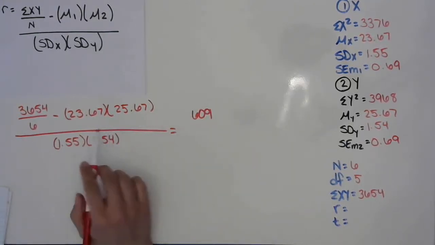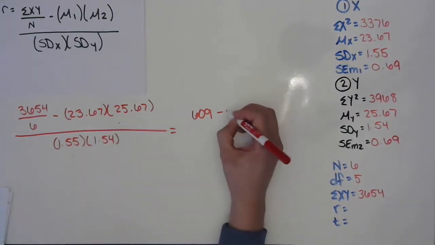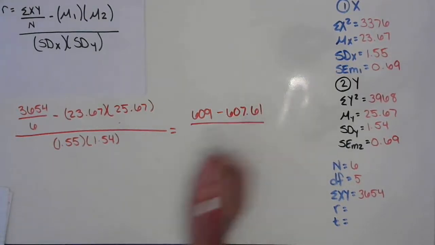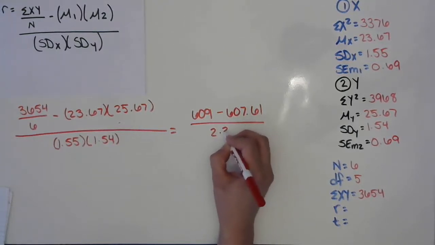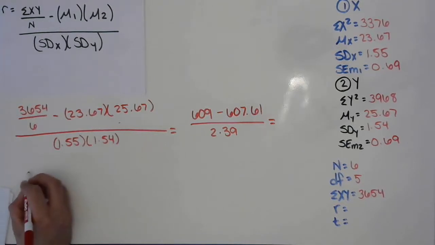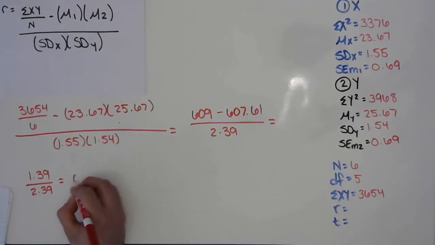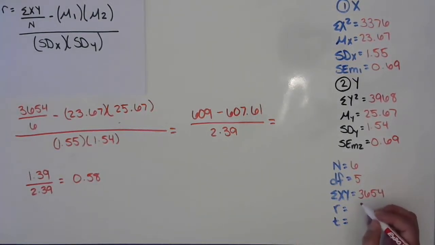Okay, so when we divide this out, that is going to give us a value of 609. Okay, and then we're going to multiply these two values here. That is going to give us a value of 607.61. And then we're going to multiply these two values, and that will give us 2.39. Okay, so subtract those two, and you'll be left with 1.39 over 2.39, and then we divide that out, and that will give us 0.58. Okay, so our R value is 0.58.